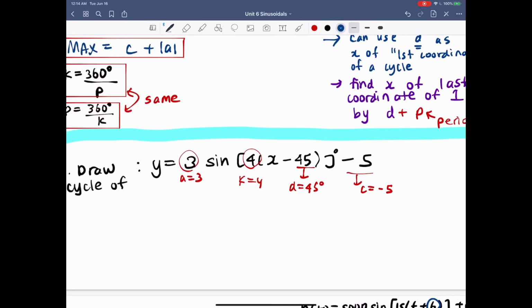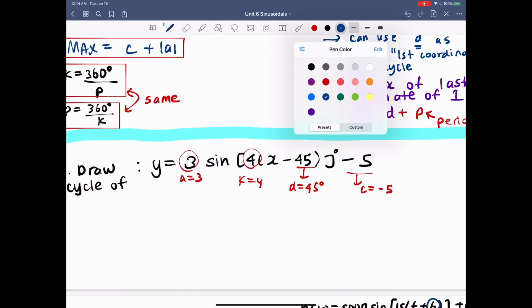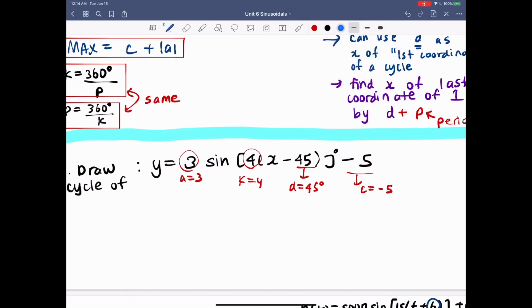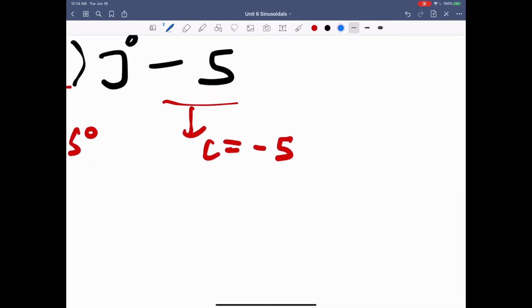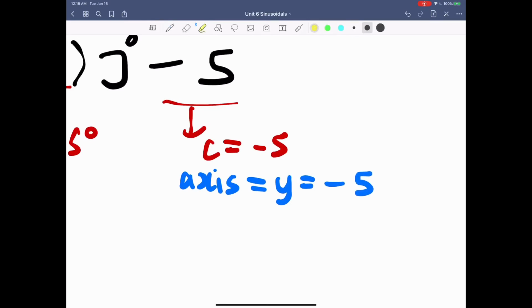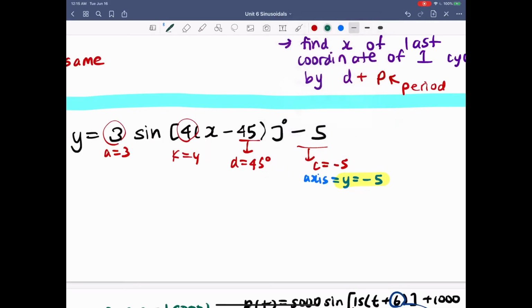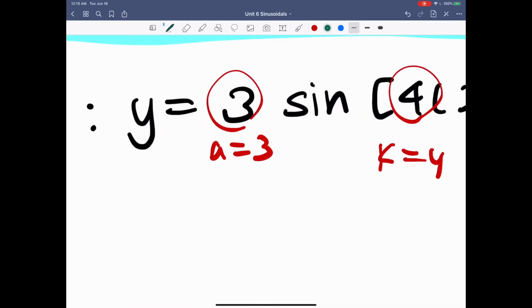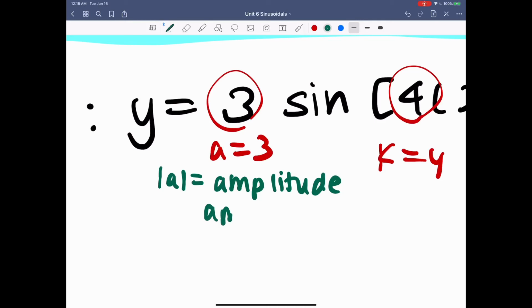So this is how I interpret it. I try to interpret each part. I usually start off with the axis because that's like my mean. That's where my starting point is, etc. So C equals negative 5. That tells me that is the axis. So basically, axis is equal to y is equal to negative 5. Next, I might go to the amplitude. So A is equal to 3, and because the absolute value of A is the amplitude, my amplitude is equal to 3.